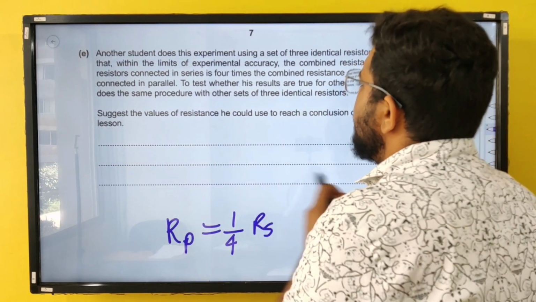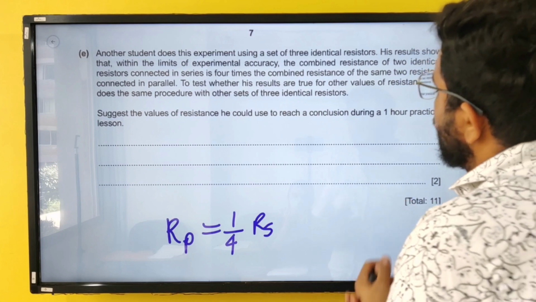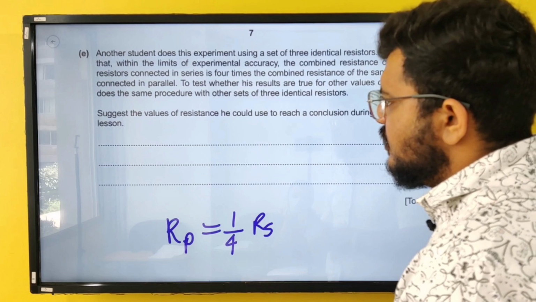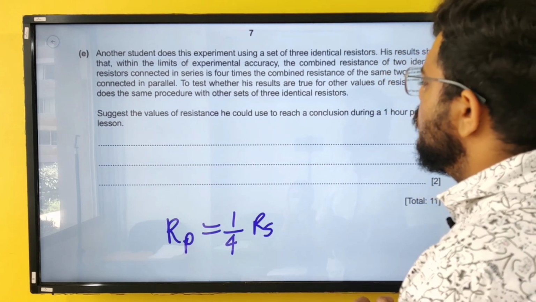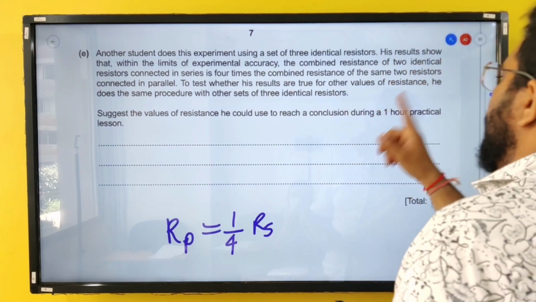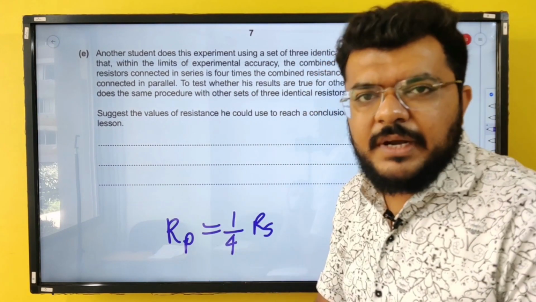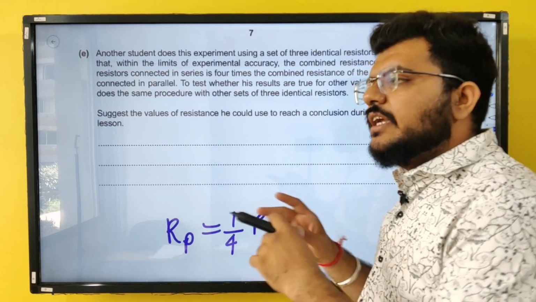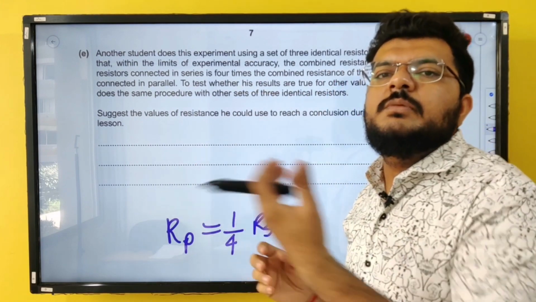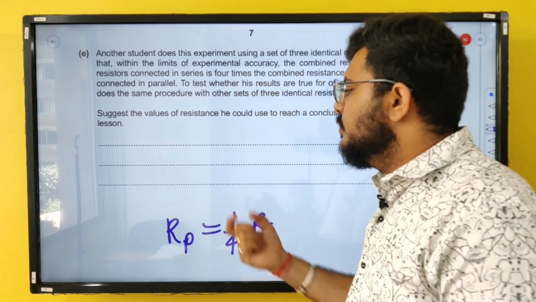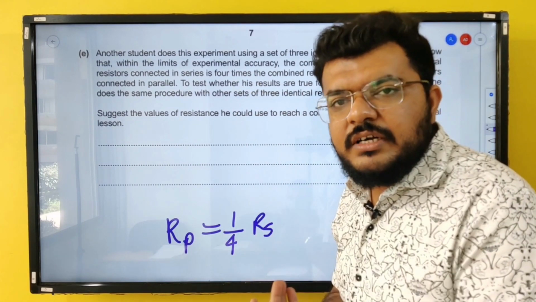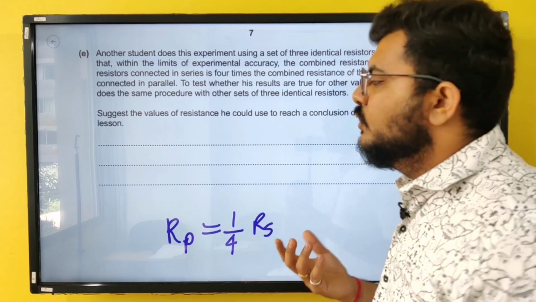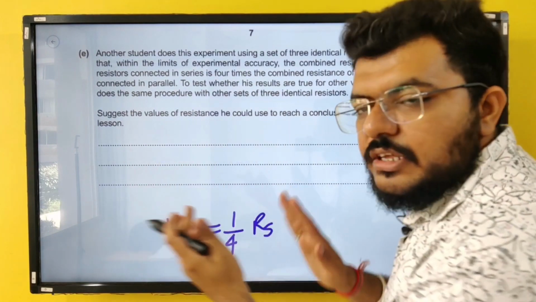If 2 resistors of the same resistance are connected in parallel and in series. To test whether his results are true for other values of resistance, he does the same procedure with other sets of 3 identical resistors. Suggest the value of resistance he could use to reach a conclusion during a 1-hour practical lesson. So if it's a 1-hour practical lesson, the resistance must be low, not 100, 200, 300. That will take time because the fluctuations will be larger. When the resistance is very high, given the power supply, you might have very low current, and therefore you may get a very fluctuating value. So we'll take resistance in smaller values.